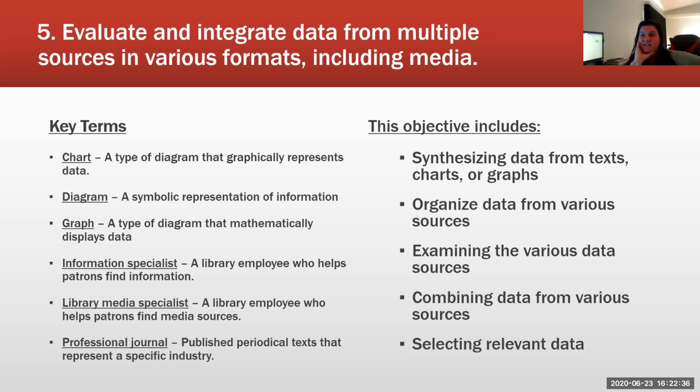So you can see a nursing journal, a surgical journal, an oncological journal, physical therapy journals. They represent something specific to an industry. So we're going to synthesize the data from the text, charts, or graphs, organize the data from these sources, examine the data, combine the data, and select the relevant data. That's what you need to be able to understand with these kinds of questions on the TEAS.